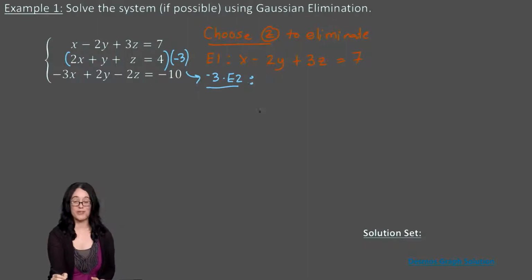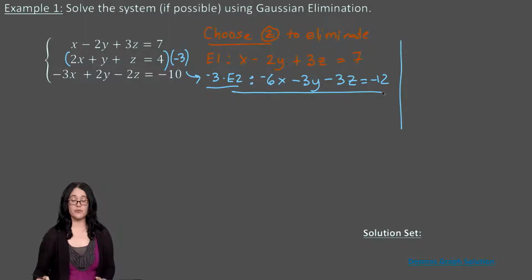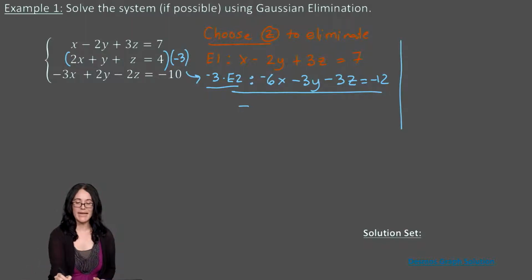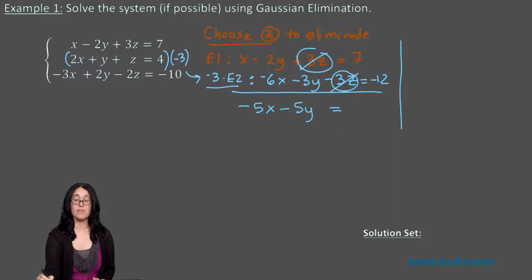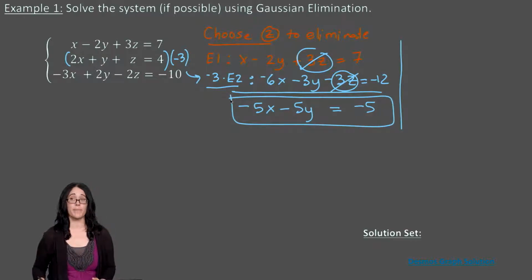So that new version of equation 2 would look like negative 6x, negative 3y, negative 3z equaling negative 12, right? When I combine my like terms, because that's what the elimination method does, you add your like terms at this step, I get negative 5x by adding, I get negative 5y by adding, and I notice that 3z cancels, death to you, death to you. 7 minus 12 gives me negative 5. So I have an equation now with just x and y. We did this in our last example, so hopefully this seems familiar to you.